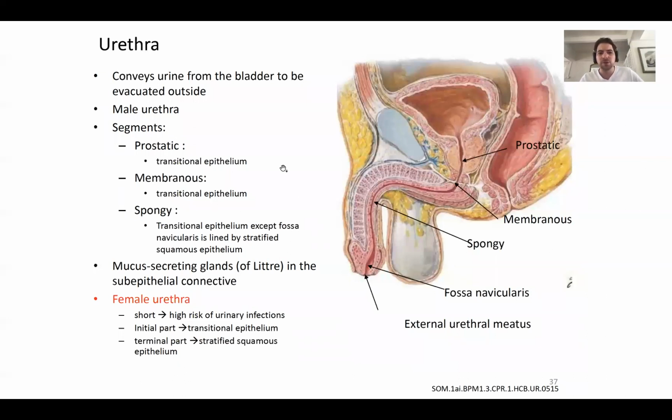Then we get to the urethra. Still, we have transitional epithelium all the way until you get to just the tip over here. And then you have stratified squamous, and it's kind of towards the outside. So just keep that in mind.